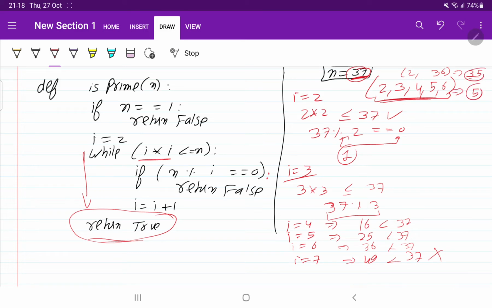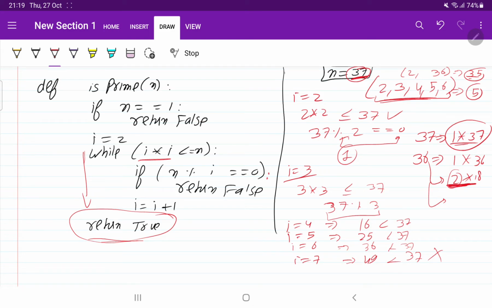Why? Because the concept is that if a number has a divisor, it always occurs in pairs. It means what will be the divisor of 37? It is 1 into 37 only. If there are more divisors, let's say 36, what are the divisors? 1 into 36, 2 into 18. So if there are more divisors, you will get a value which is less than the square root of that number.